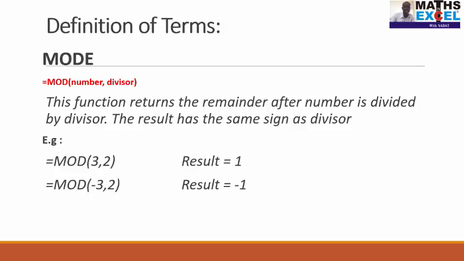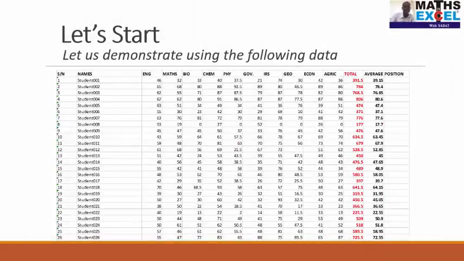Likewise, if you want to find the mode of -3/2, the result you are going to have in Excel is 1, because -3 divided by 2 gives a remainder of 1, so the result will always return the sign of the divisor.